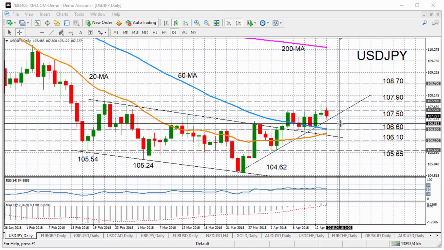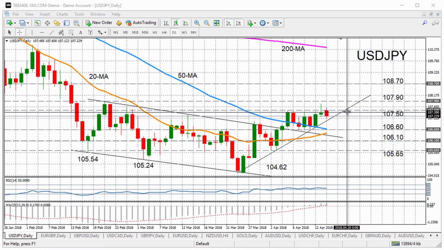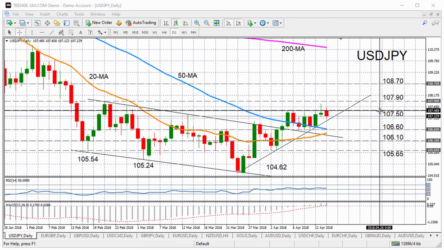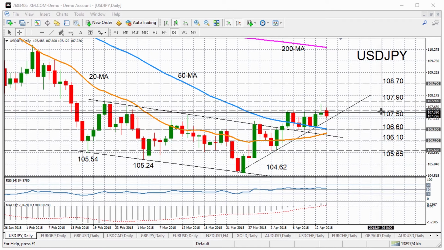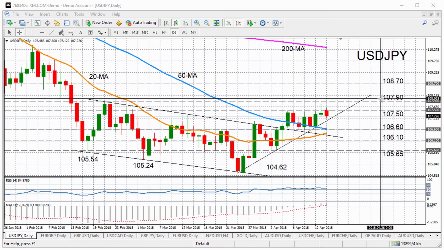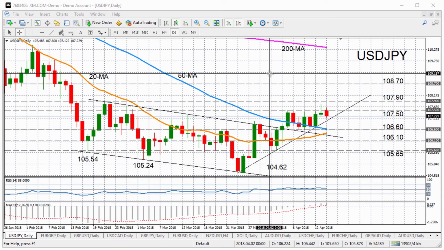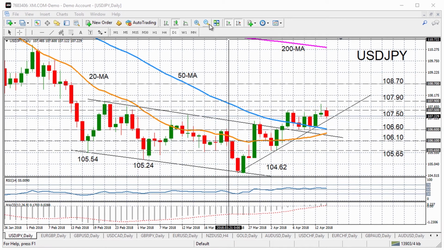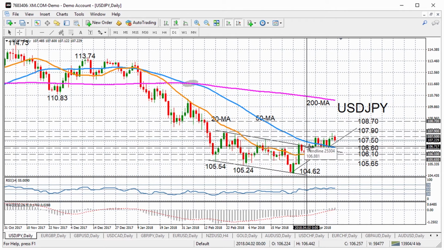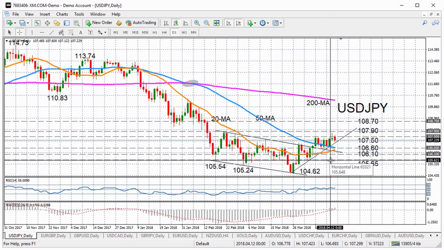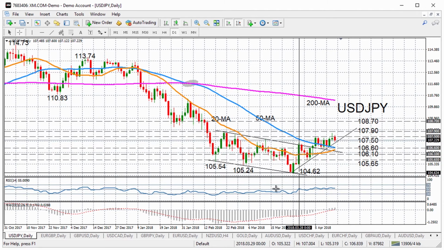But if the pair was able to strengthen its upside momentum, we could see resistance coming from 107.90. First, though, it would have to break above 107.50, so that's the immediate resistance area for the dollar yen, and then if it manages to break above the 108 level, we could then see resistance coming from around 108.70. In the medium term, though, the outlook for the pair remains rather bearish, though there do seem to be some early indications that the pair is bottoming out, and we are potentially moving to a slightly more neutral outlook in the medium term.